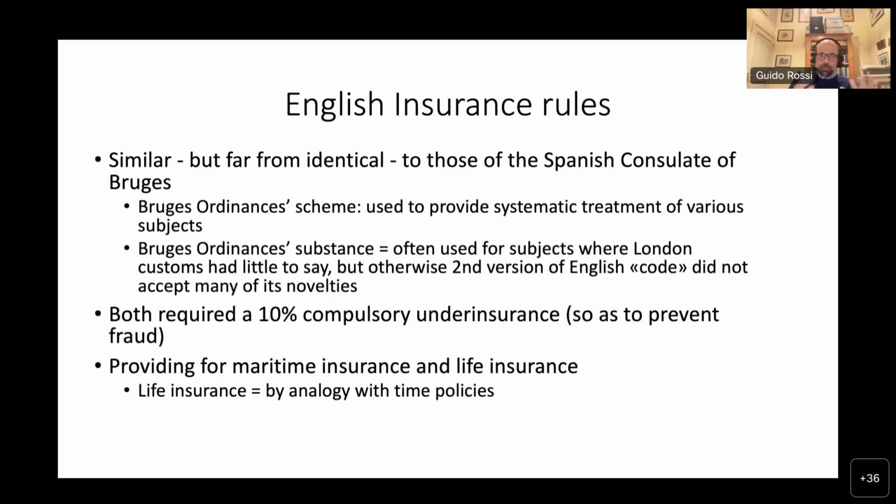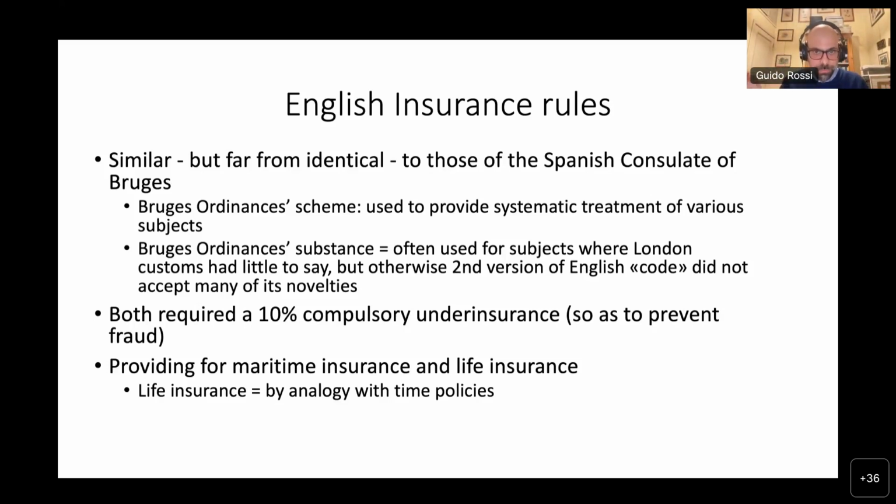So, if we compare the English code, so to say, and the Spanish ordinances, we find that they are pretty similar, though far from identical. London merchants used the compilation, let's call it a Spanish compilation, just for simplicity's sake, as a blueprint, because they had to write down their own customs, and it's way easier to follow a model and change every now and then some things, rather than to start out of the blue without any blueprint, having to imagine the whole thing by yourself. It's just way easier to copy something and change details rather than to start from scratch.